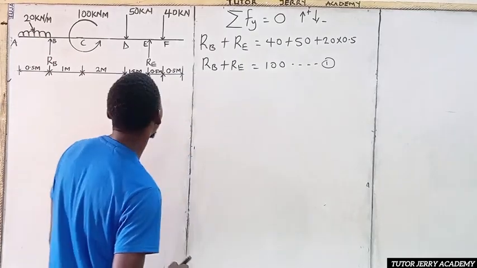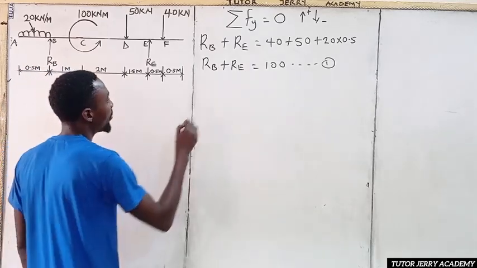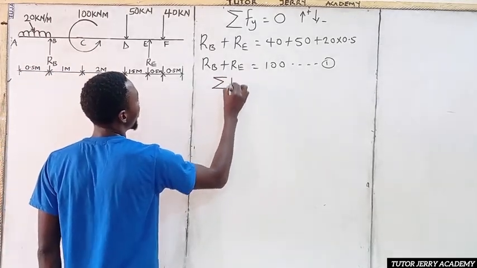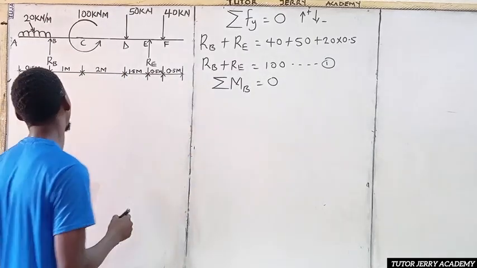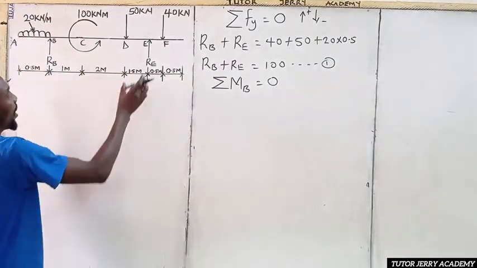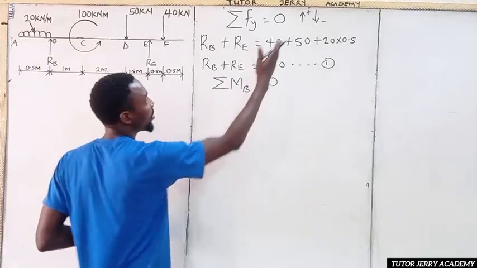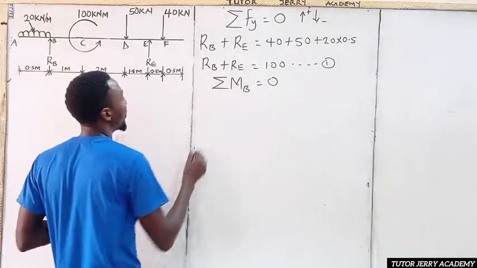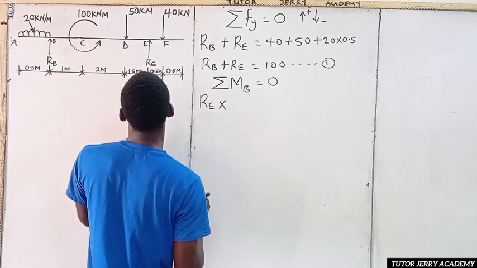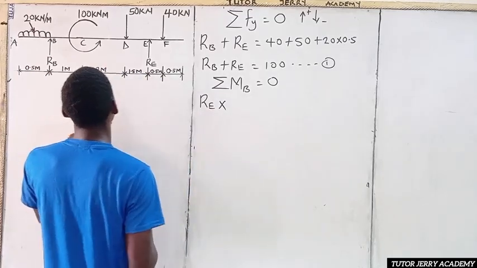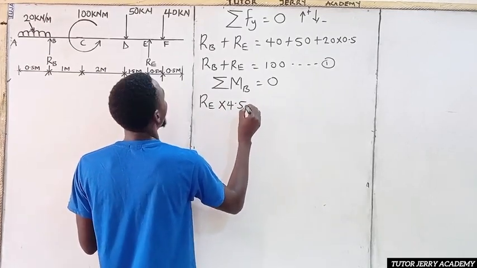All right, so we are going to take moments about point B, that is, the summation of moments about B will be equal to 0. So let's take the moment about this point. We are going to say R_E multiplied by the total distance. Don't forget, upward force is positive, downward force is still negative. So R_E multiplied by the total distance from here to here, that is 4.5.